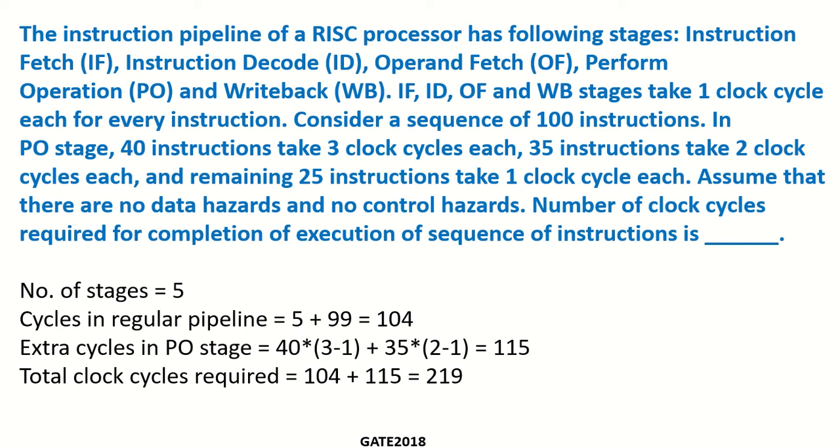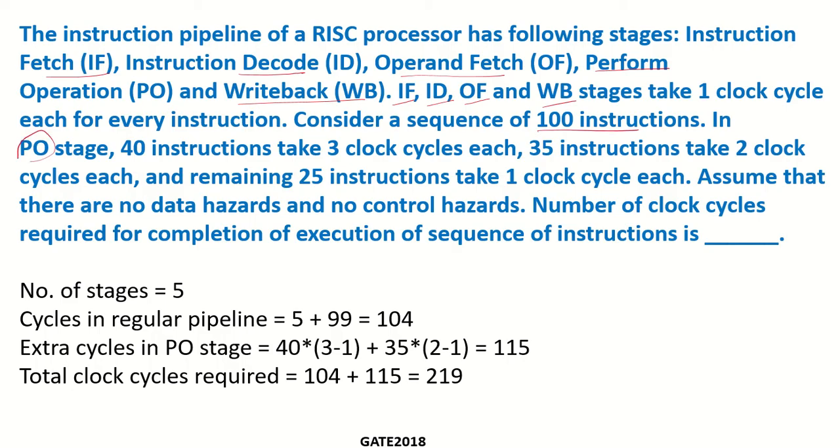So the second example is that the instruction pipeline of a RISC processor has the following stages: instruction fetch, instruction decode, operand fetch, perform operation and write back. Instruction fetch, decode, operand fetch and write back take 1 clock cycle each for every instruction. Consider a sequence of 100 instructions.